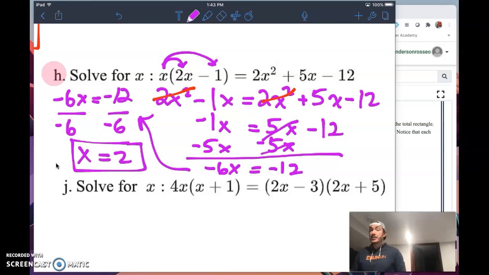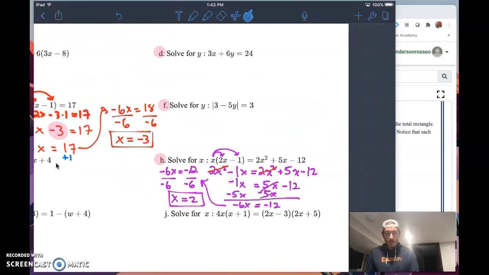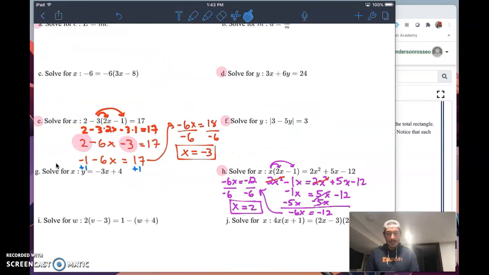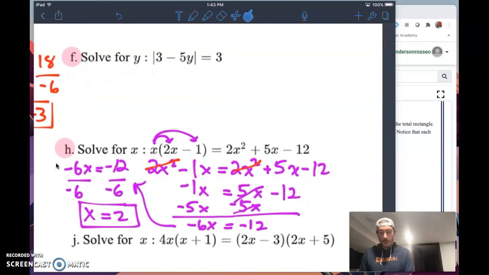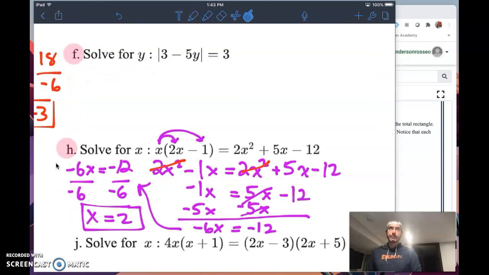If at any point you need to pause this and take some notes, go ahead and do so. But for the sake of time and keeping this video short, let's keep on keeping on. I'm going to move on to something a little bit more complex, not terribly more complex, but letter F is the next one I'm going to choose. Letter F is an absolute value equation, and we're going to have nice integer solutions, but we're going to have two solutions, right? So a little step up in difficulty.